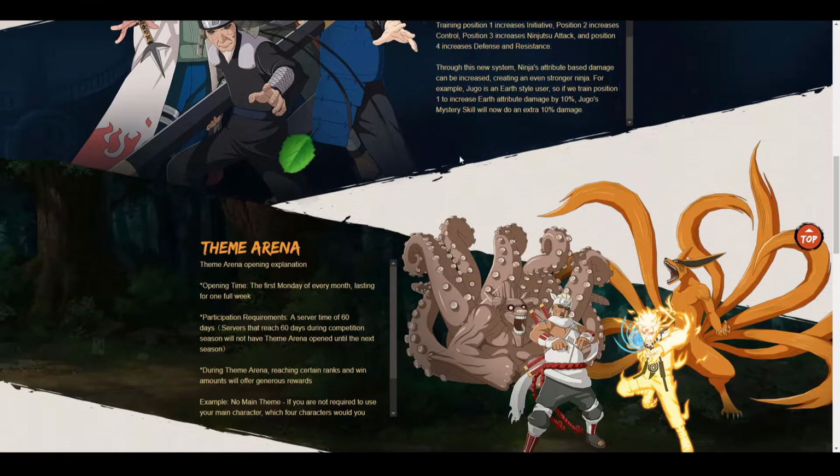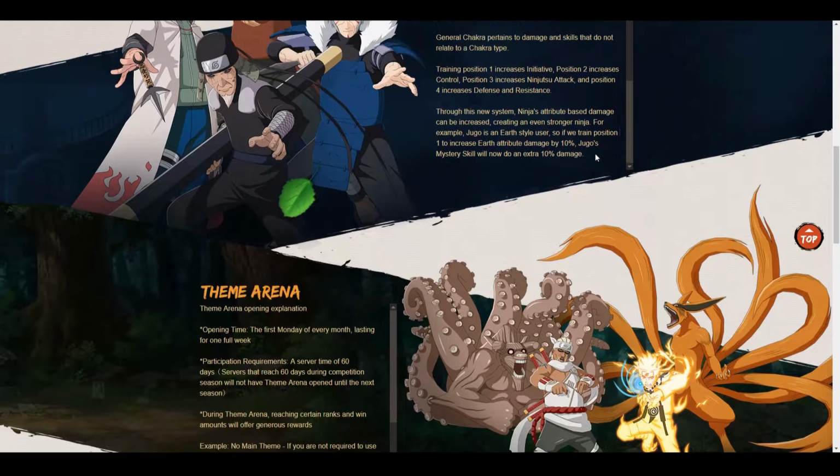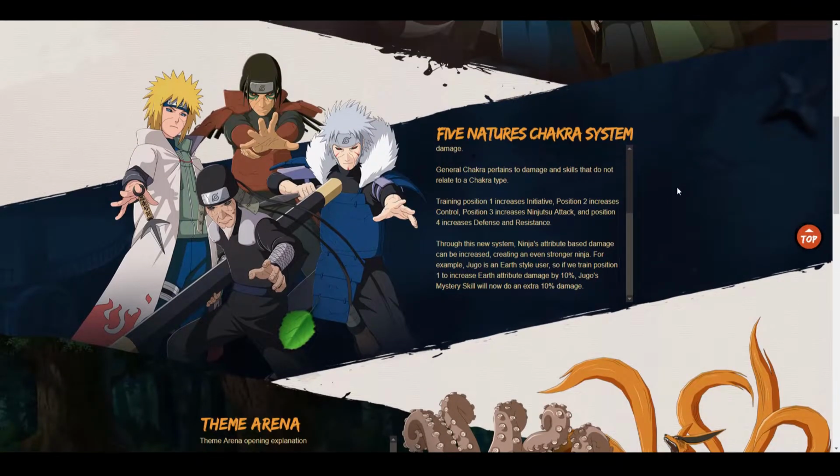What it means to state is that ninjas that are Earth style users, ninjas that have Earth style attacks, will get a 10% increase. So it's kind of a crazy thing to think about. But wouldn't Hiruzen Edo Tensei's mystery, which does all 5 elements, if he had 10% on all 5 elements, wouldn't that make a 50% increase? Kind of ridiculous. But I think that's how the chakra system is supposed to work.